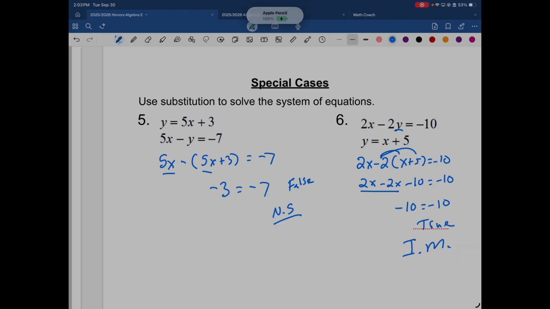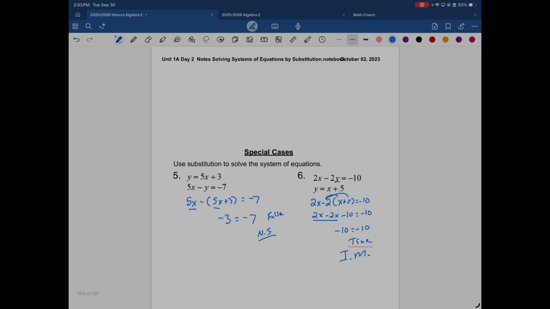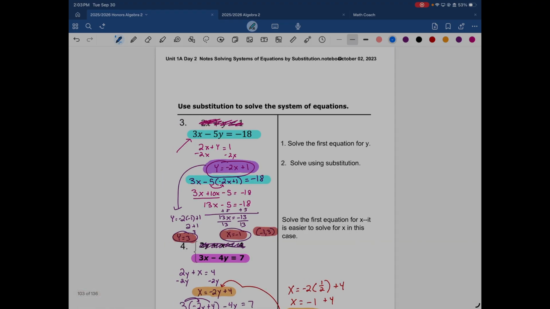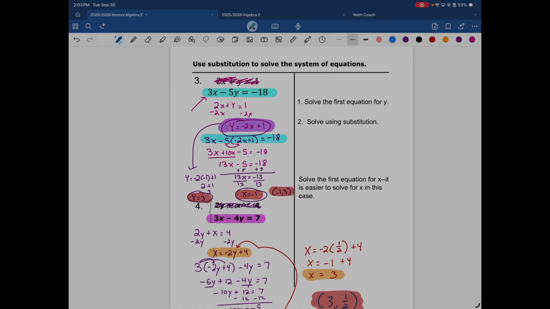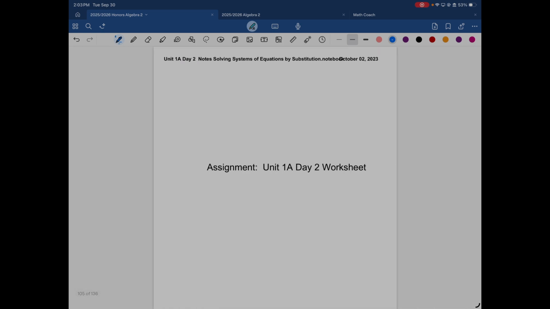So that is substitution. Substitution is a good one to use, especially if you're already solved for one of the variables. If you're not solved for one of the variables like we did with those last ones, there might be a better way to do that, and we'll talk about that method tomorrow when we talk about elimination.